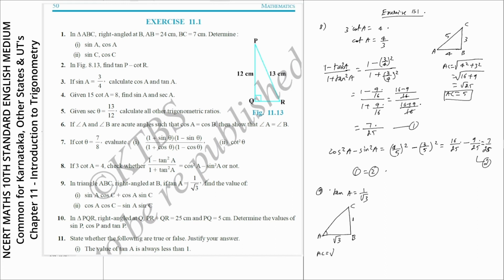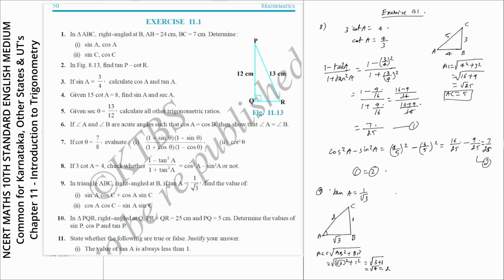AC is equal to, applying Pythagoras theorem, square root of AB square plus BC square. So this is equal to square root of root 3 the whole square plus 1 square. Root 3 the whole square is 3 only, plus 1. So this is square root of 4. I'll get 2. So AC is 2.